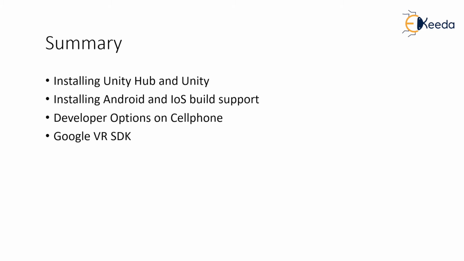Therefore, looking at the summary, you need to first install Unity Hub and the latest version of the Unity software. Then you need to install iOS and Android build support, since you will be running the virtual reality experience on your cell phone. Make sure on your cell phone you have the developer options on and the USB debugging mode on. Finally, please download the Google VR SDK from the GitHub link as I showed in my previous lecture. With this, we will be well prepared for developing our first virtual reality experiences.